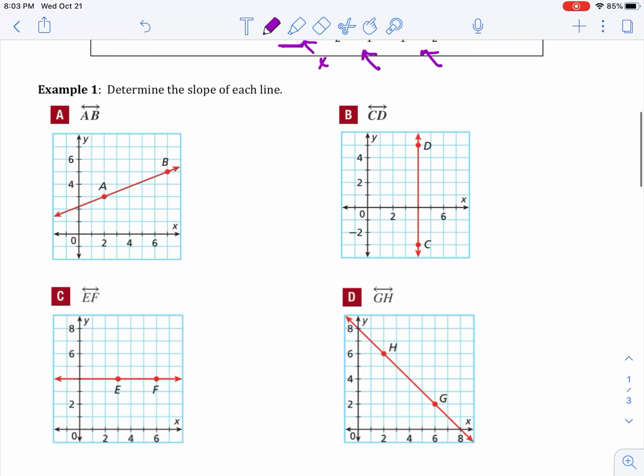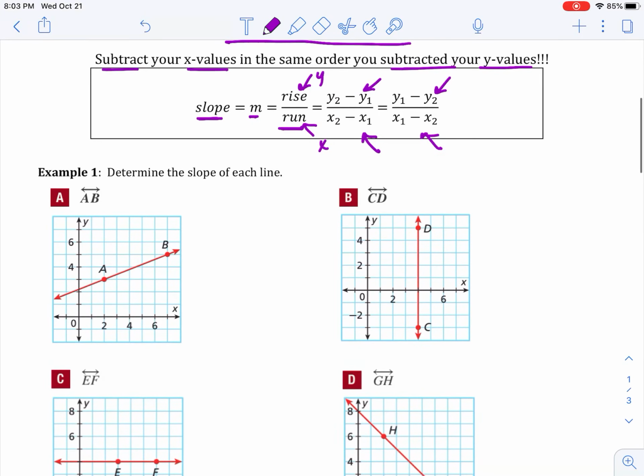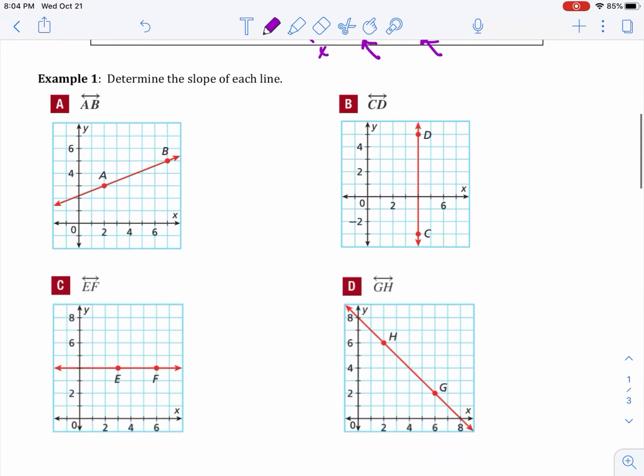All right, but let's start off with finding slope from some graphs. So when we have a graph, we could use the slope formula. We could label the A and the B with coordinates, and we could use the slope formula. But I think it's easier just to count squares. So we're going to save the slope formula for example 2.